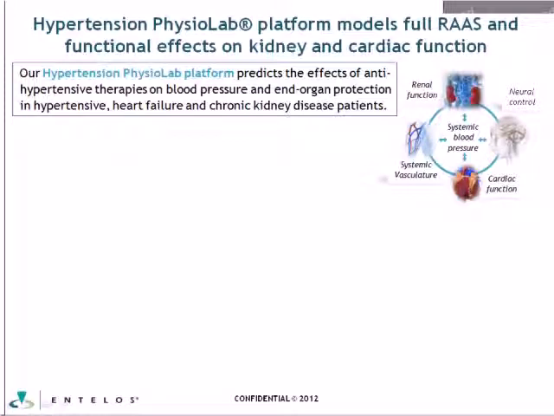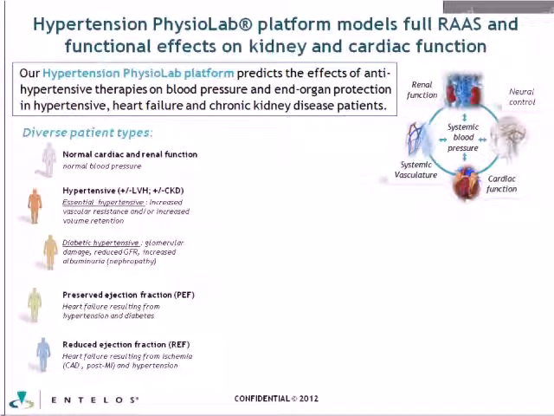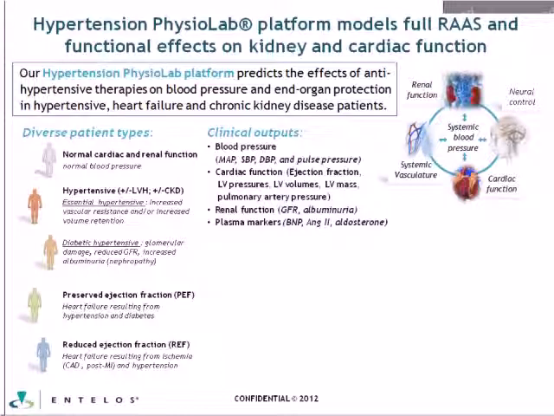So as I've mentioned, we can create a variety of phenotypes, and these are listed in the slide right now. And that includes essential hypertensives, diabetic nephropathy patients, and various heart failure phenotypes. We capture a lot of high-level clinical outputs of interest. That includes, of course, blood pressure, but cardiac function, such as ejection fraction, which is often measured in the clinic, and renal function, such as the glomerular filtration rate, or GFR, which we'll be talking about a lot today. We also have various biomarkers of interest for the field.